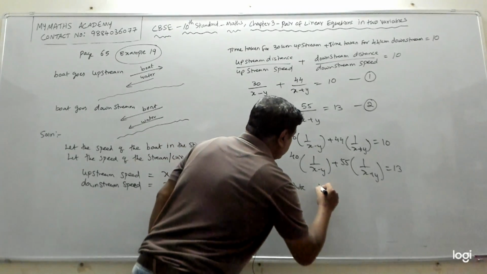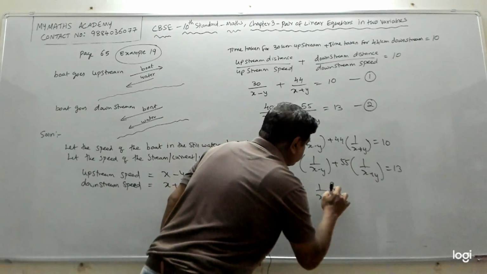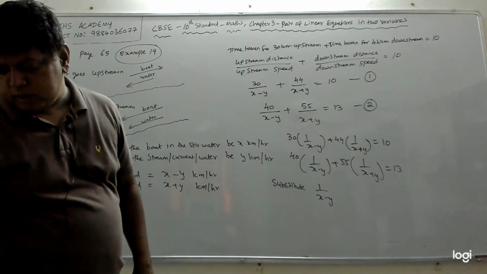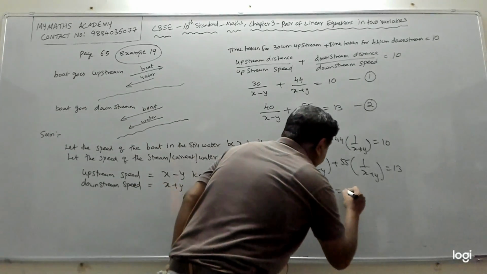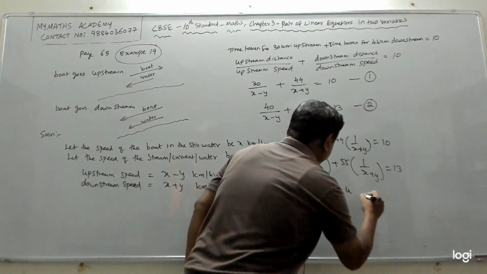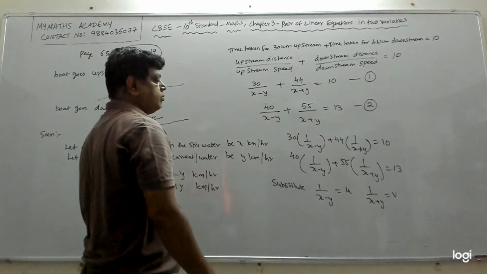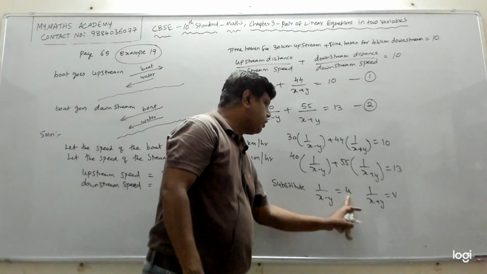Now substitute 1 by x minus y equal to, I will put this as some u. We can put u and v, or we can put p and q also. So this I call it as u. And this one, 1 by x plus y, I will call it as v. You can also put p and q, doesn't matter. Any variable you can say, or you can put a and b.